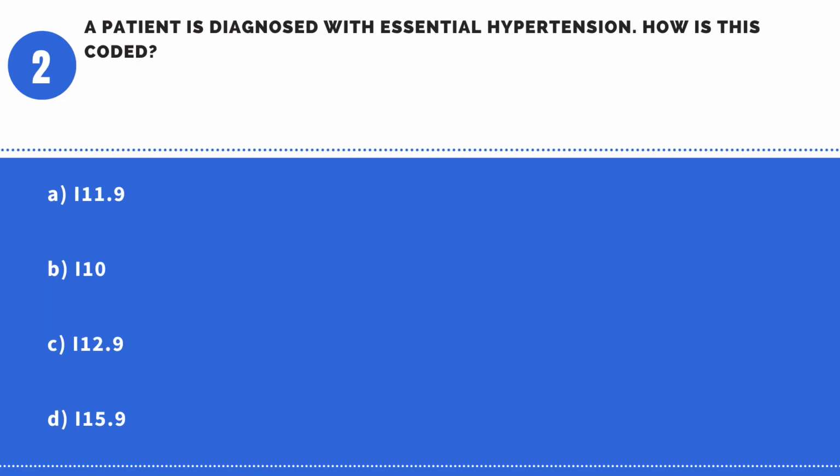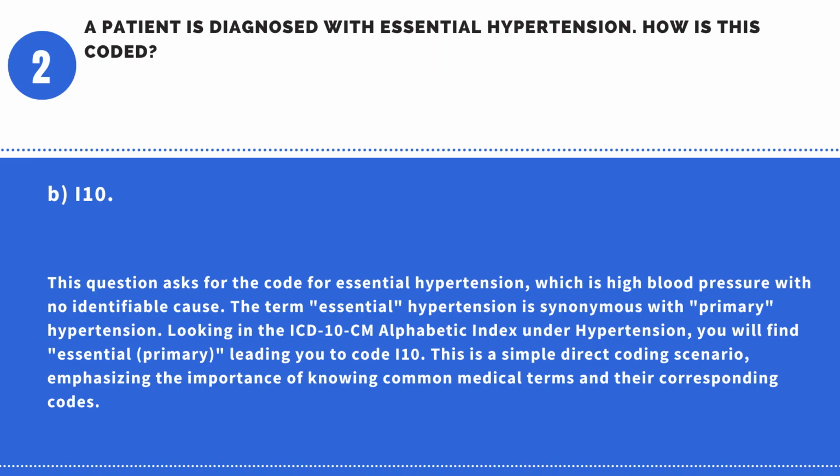Question 2. A patient fell off a ladder at home and sustained a fractured wrist. What is the appropriate place of occurrence code? A. Y92.00. B. Y92.009. C. Y92.000. D. Y92.9. Answer, C.